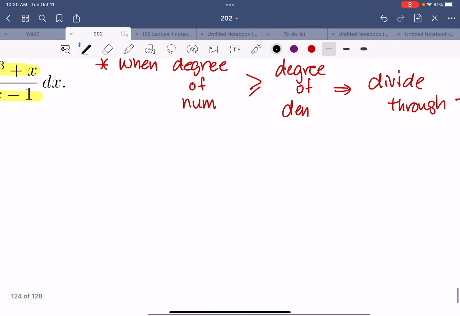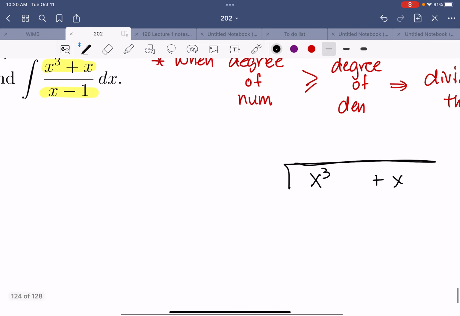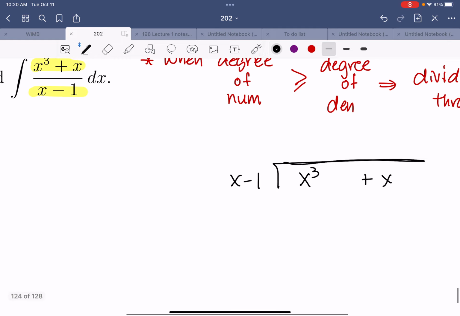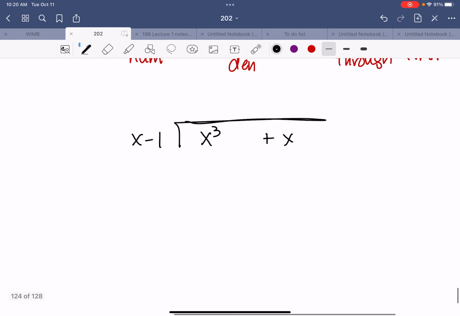So we're going to take x cubed plus x and divide it through by x minus 1. And if you don't remember how to do long division or synthetic division, here's your refresher. All right, we say, how many times does this go into this, right? And so what do I multiply x by to get x cubed? I'm going to multiply by x squared. Then we multiply it through. So this gives me x cubed minus x squared. So exactly how you would do normal division, just with polynomials.